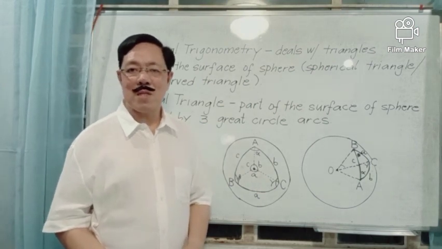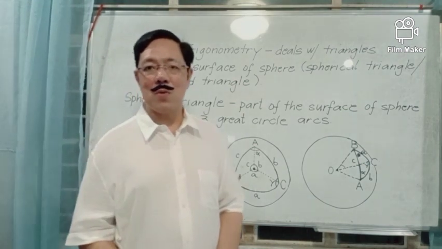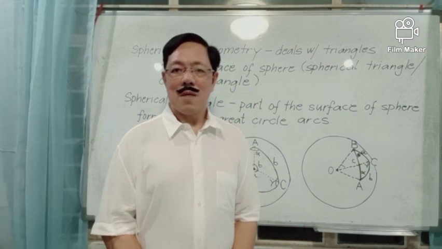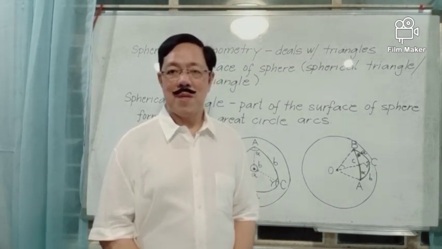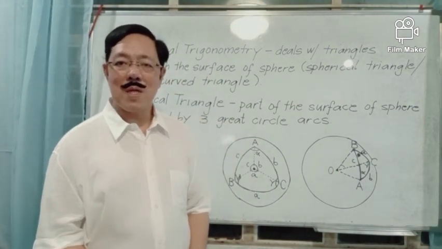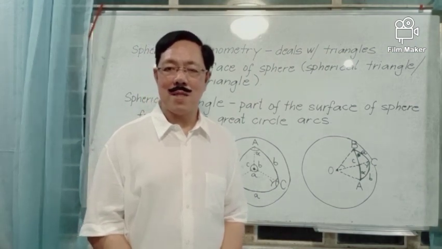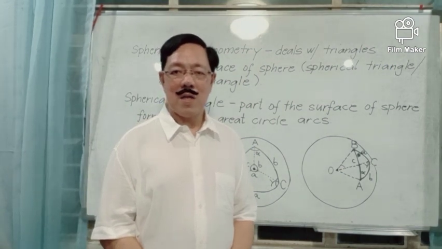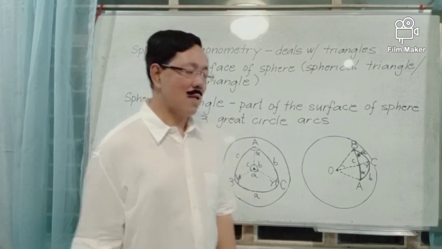In plane trigonometry, the sum of the three angles in any triangle is equal to 180 degrees, and this is stated as the triangle sum theorem. In a spherical triangle, the sum of the three surface angles can be more than 180 degrees, and that's another basic difference between the spherical triangle and the plane triangle.